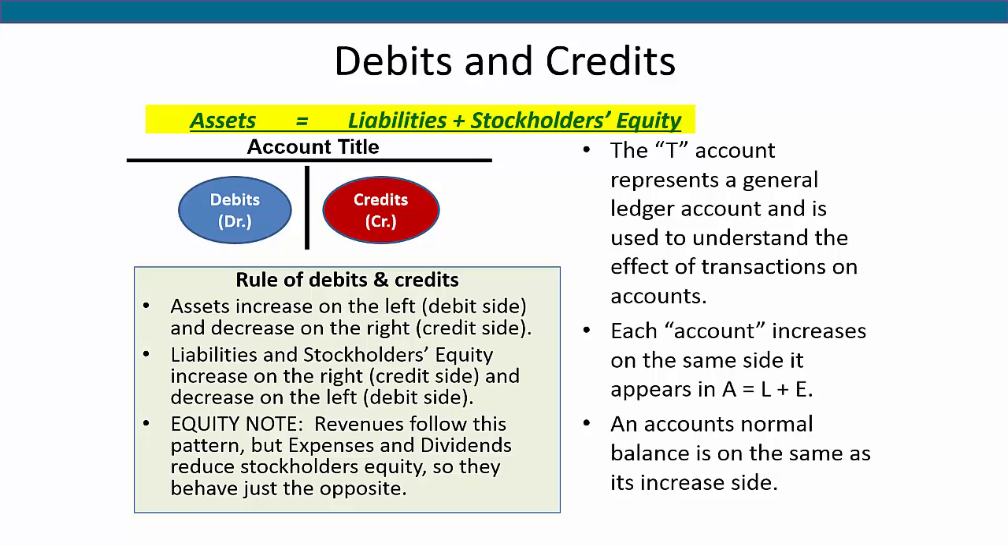Common stock and revenues follow the general pattern. They are both credited when they increase. But because expenses and dividends reduce stockholders' equity, they behave just the opposite. They increase with debits and not credits. More on this in a couple minutes.